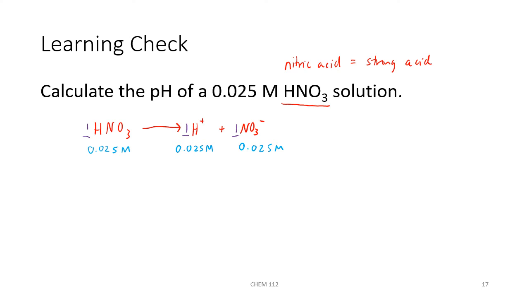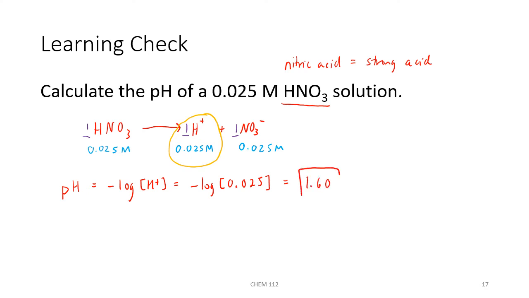What we're interested in is the hydrogen ion concentration if we're going to calculate the pH of this solution. The pH is equal to the negative log of the hydrogen ion concentration. So the negative log of 0.25 molar in this case gives us a pH of 0.60. We should expect a pH that's really low because this solution is going to be very acidic with it being a strong acid solution.